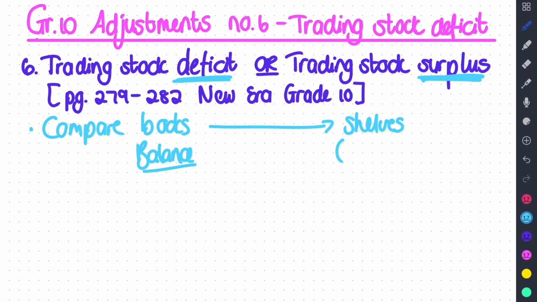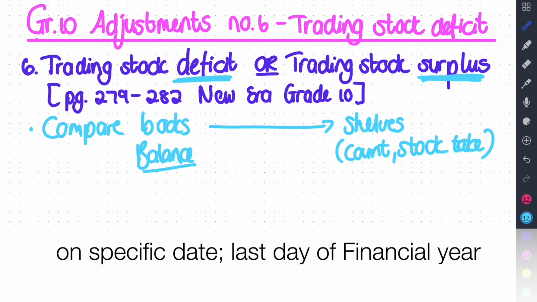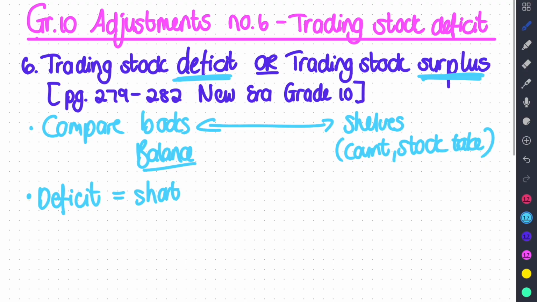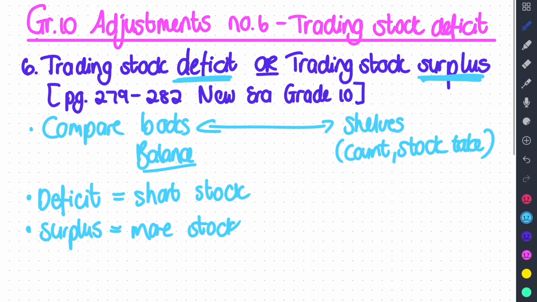So what is physically in your shop on the shelves? And that you'll find because you're doing a stock take, you're counting your stock, and that number will unfortunately not be exactly the same as what you found in your books. And therefore you need to adjust. So if they're talking about a deficit, it means you are probably short on your stock and you will have to make an adjustment within your books. If they're talking about a surplus, it might mean that there is too much recorded, or there is more stock than what you've got in your books. So again, you need to make an adjustment for your trading stock.